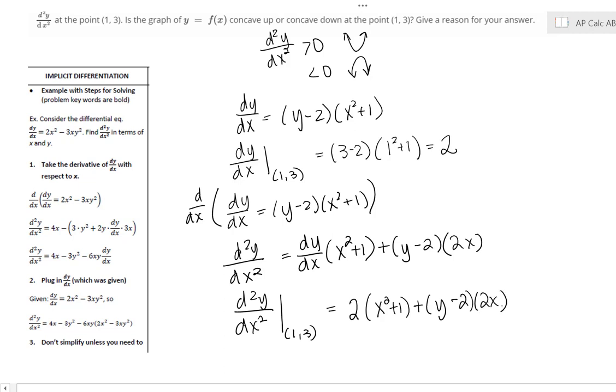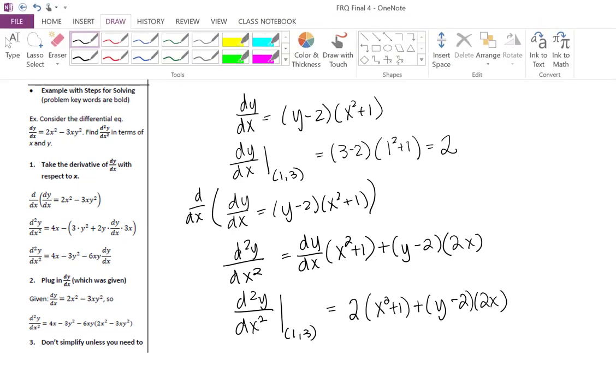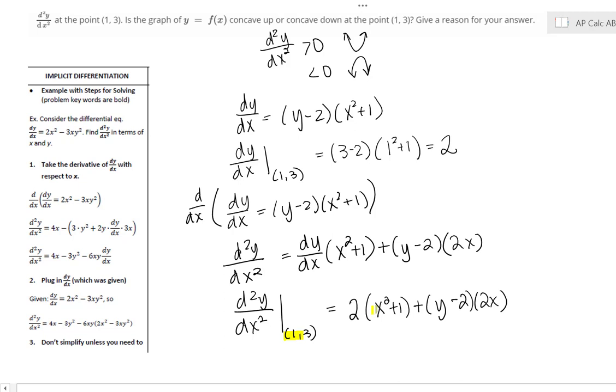And because we have that point as well, I can go ahead and plug this in. Every single time I see an x value, I'm plugging in a 1, and every single time I see a y value, I'm plugging in a 3. So that looks like 2 times 1 squared plus 1, plus 3 minus 2 times 2 times 1, which should give me the value of 6.